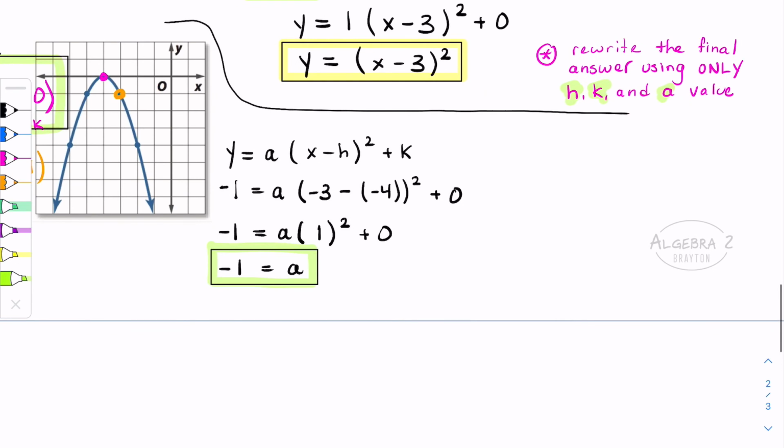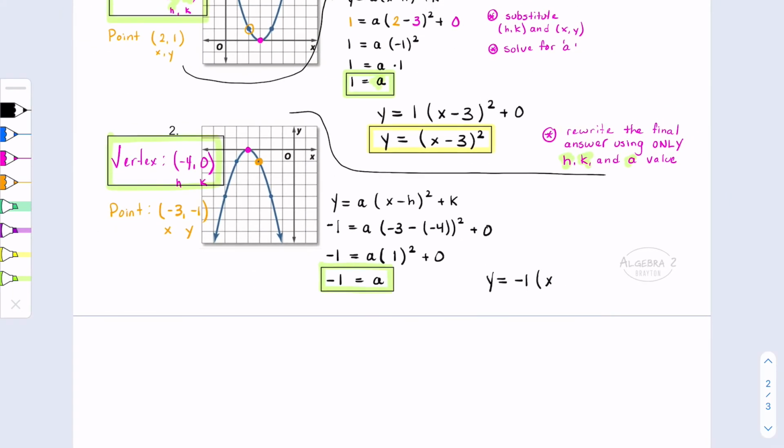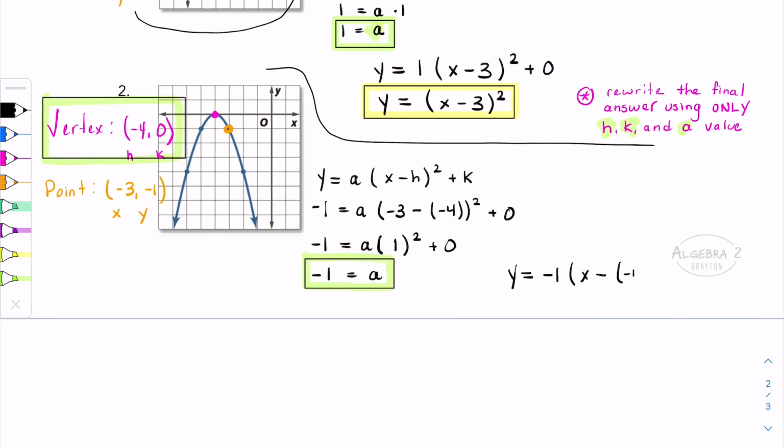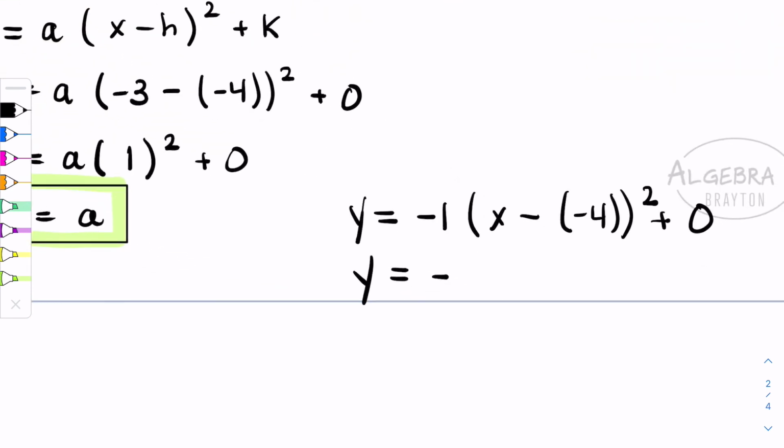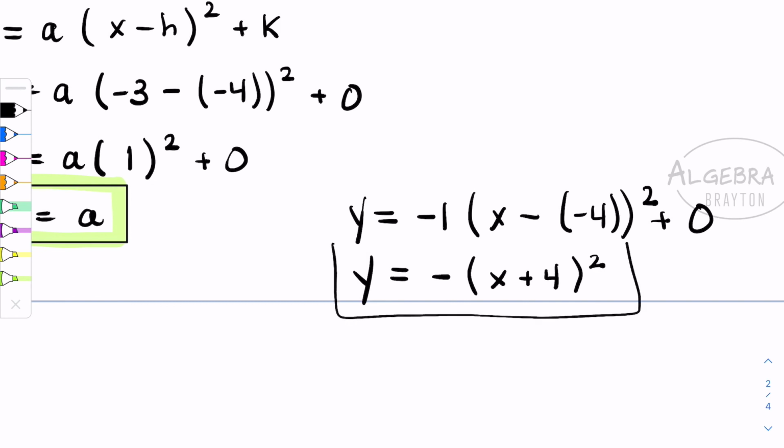And for my final answer, I'm going to write this as y equals negative 1 multiplied by x minus negative 4 in parentheses squared plus 0. Clean this up for my final answer of y equals negative x plus 4 in parentheses squared, and I don't need to write plus 0.